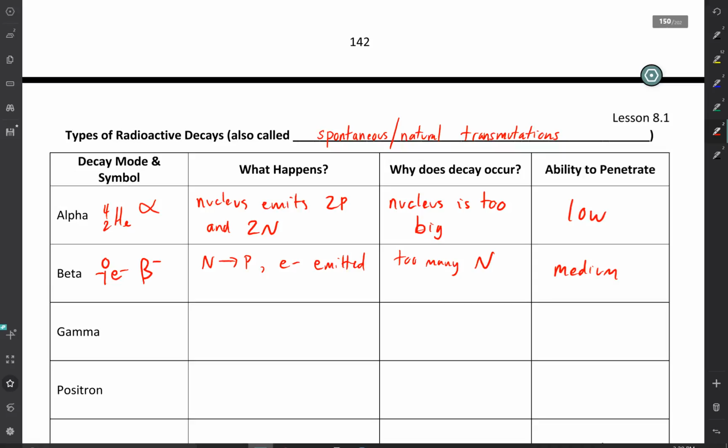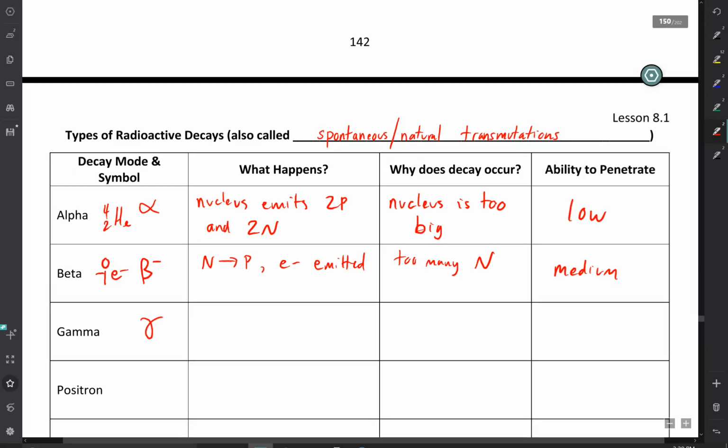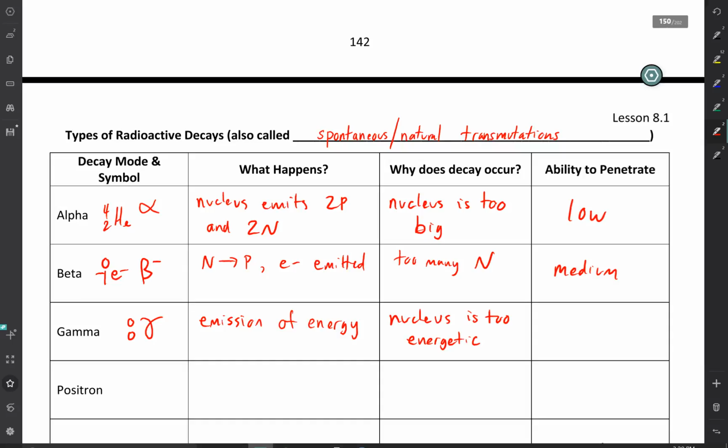Gamma radiation. That's a gamma. Sometimes you'll see it with 0, 0. Gamma radiation is just an emission of energy. Gamma radiation occurs because you can kind of think about it as just the nucleus is too energetic. And a lot of times gamma radiation is going to accompany something like alpha or beta radiation. So this is not going to make any real change to the identity of the nucleus. It's not going to turn into a different element.